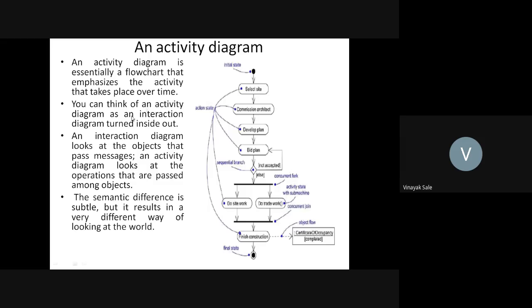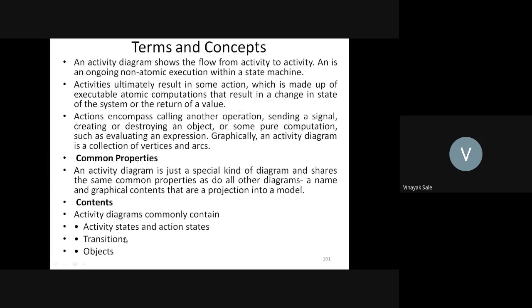So an activity diagram is an interaction diagram turned inside out. An interaction diagram looks at the objects that pass messages. An activity diagram looks at the operations that are passed among the objects. The semantic difference is subtle but results in a very different way of looking at the world. So an activity diagram shows flow from activity to activity.